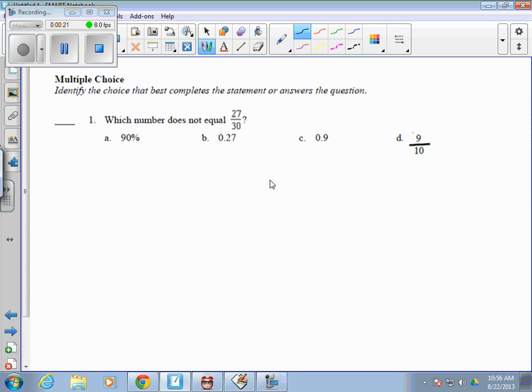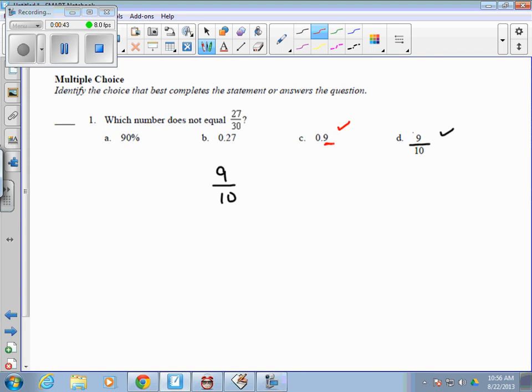It says, which number does not equal 27 over 30? Okay, so we have to see 27 over 30. The number 3 goes into both of those. 3 times 9 is 27, and 3 times 10 is 30. So this one checks out. Now, from this part, 9/10, we know that's the 10th place, so that one checks out.